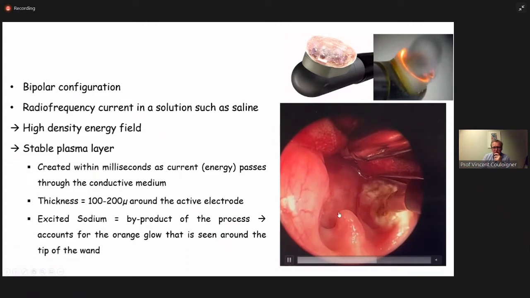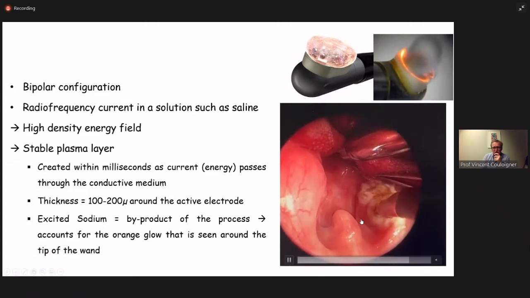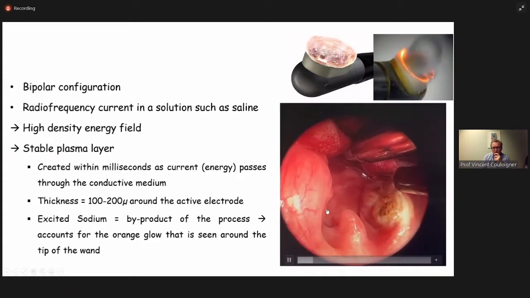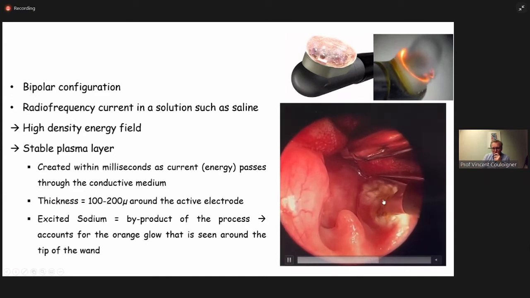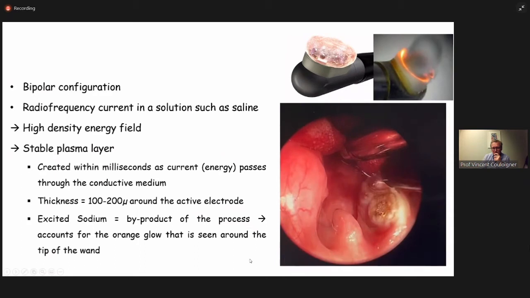The excited sodium, which is a byproduct of the process, accounts for the orange glow that you can see here. When you use the tool, you can see sometimes these orange spots, and this is due to this excited sodium. So it's not heat, it's not a thermal color, it's just linked with the excitation of the sodium ion.